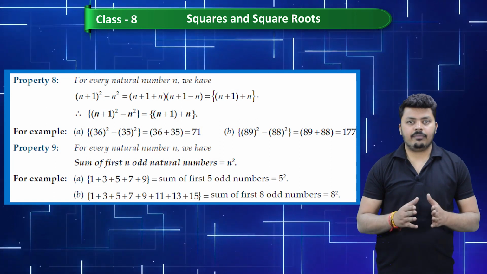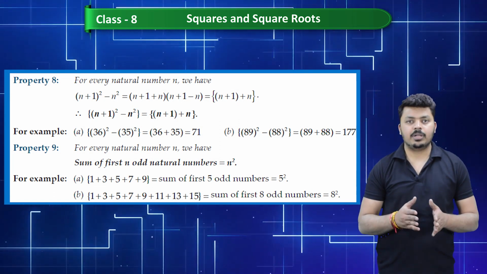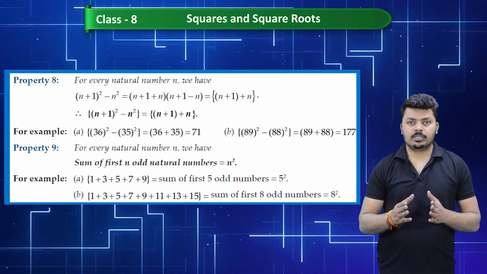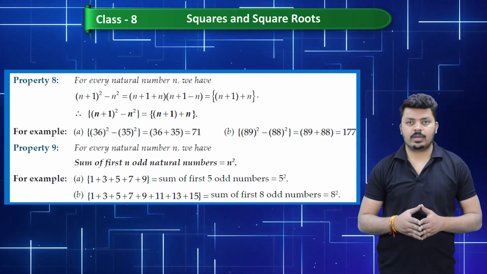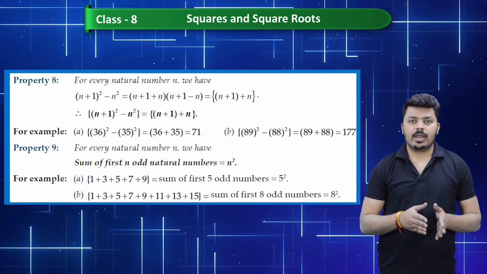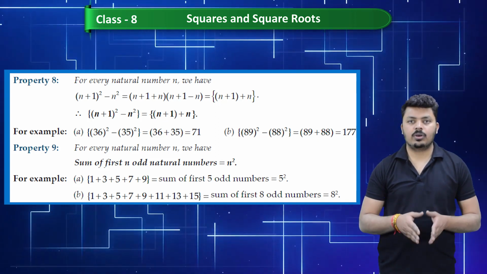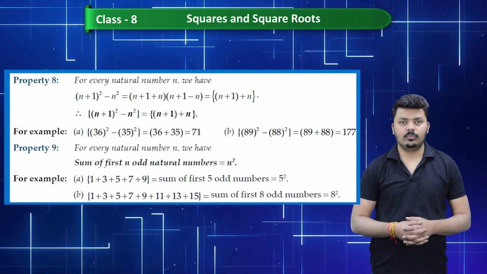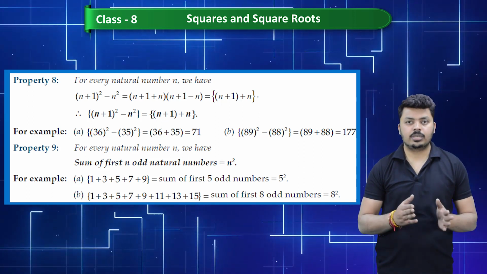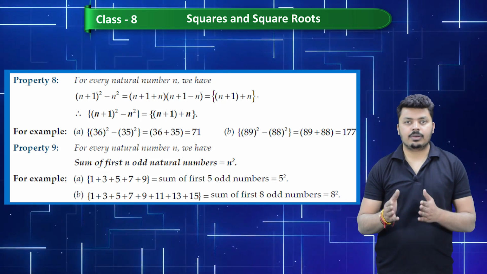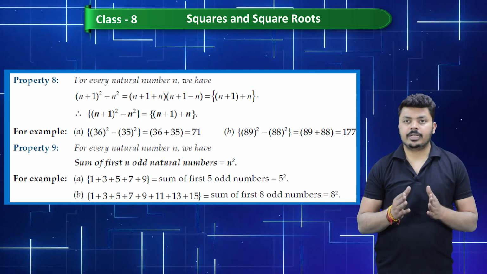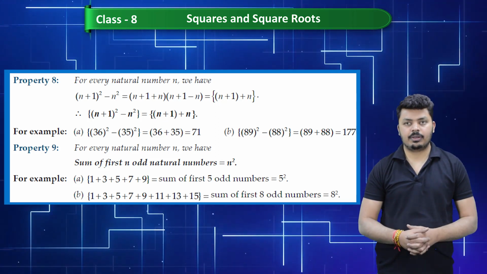Property 8. For every natural number n, we have (n+1) square minus n square equals (n+1+n)(n+1-n) equals n+1+n. Therefore, (n+1) square minus n square equals n+1+n. For example, A. 36 square minus 35 square equals 36 plus 35 equals 71. B. 89 square minus 88 square equals 89 plus 88 equals 177.